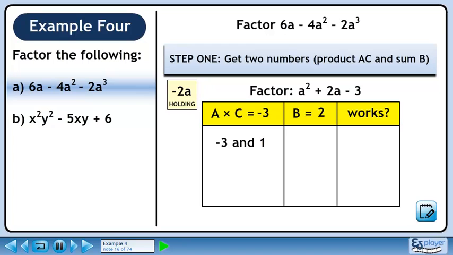The first two numbers we'll try are minus 3 and 1. They have a sum of minus 2. These numbers don't work. Let's swap the signs of the two numbers and try again. Now we'll try 3 and minus 1. These numbers have a sum of 2. Three and minus 1 work since their product is minus 3 and their sum is 2.